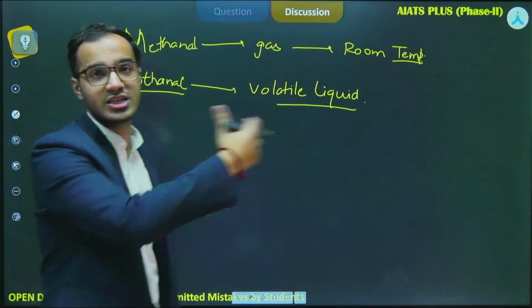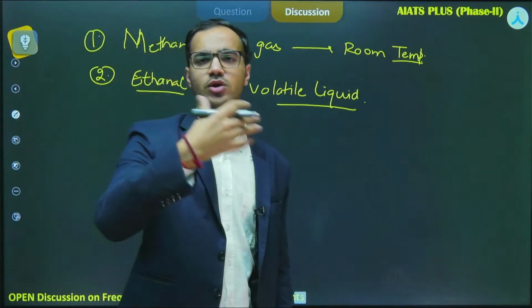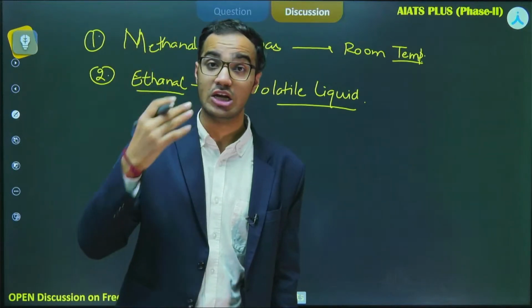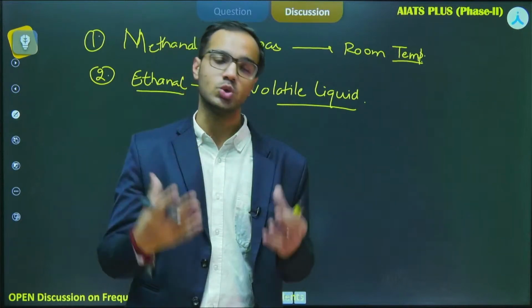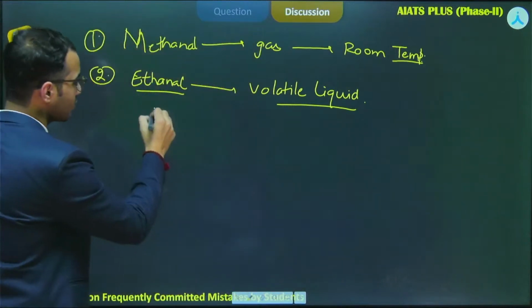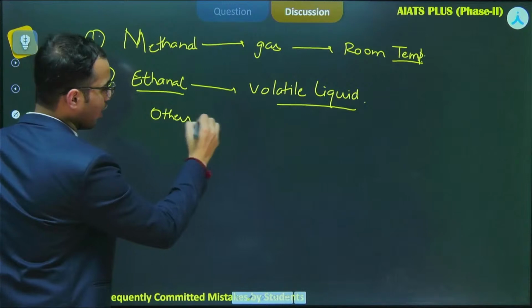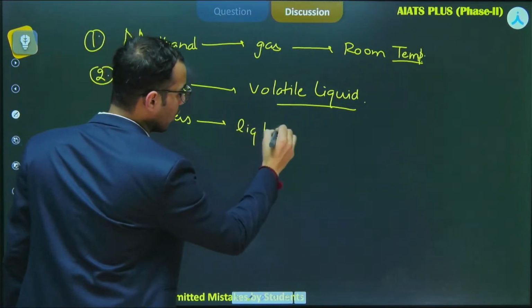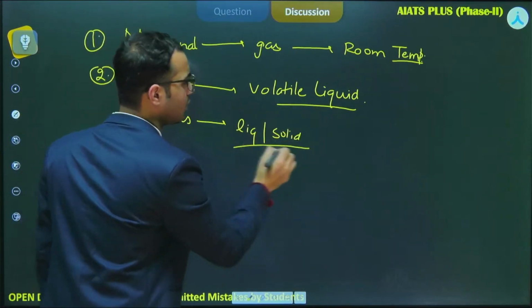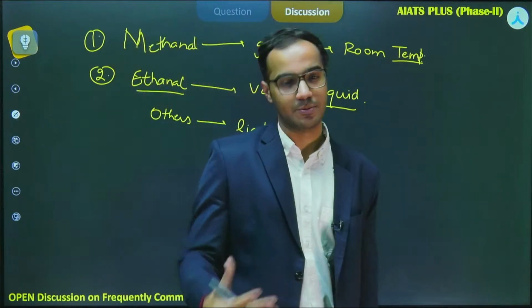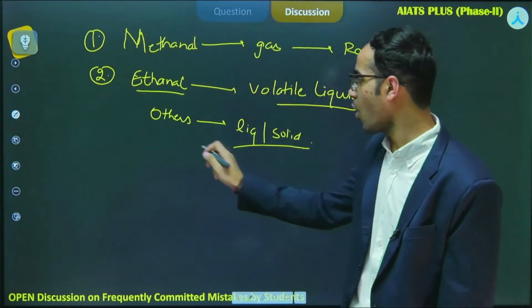And the higher members, propanal, butanal, are liquids or they can be solids. The others are liquids or solids. No need to get into the detail of the physical properties. Okay, I hope this is clear.